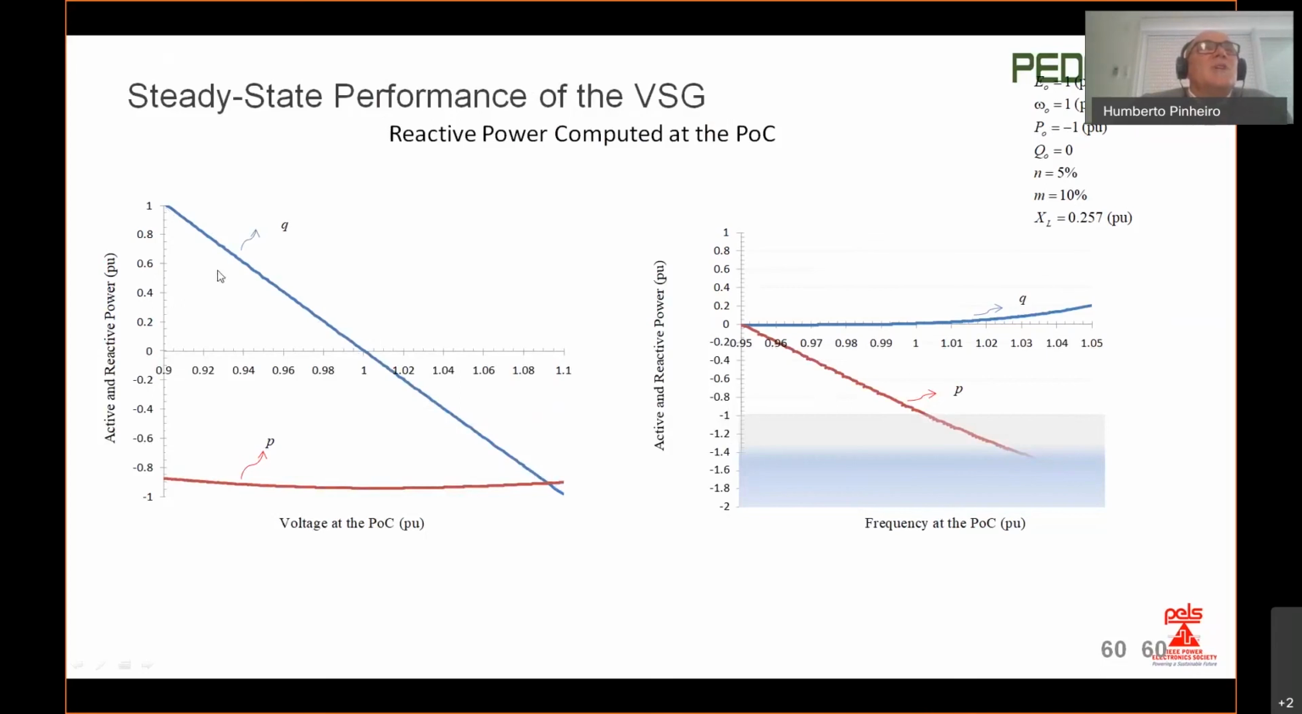So when we change the voltage, it gives you the support of VARs as expected. When there is a change in the frequency, it also gives you support with active power as we designed it in this Droop coefficient, 5% and 10% in this case. I think it's opposite. Yeah, this is wrong here. It should be 10% for the voltage, 5% for the frequency.